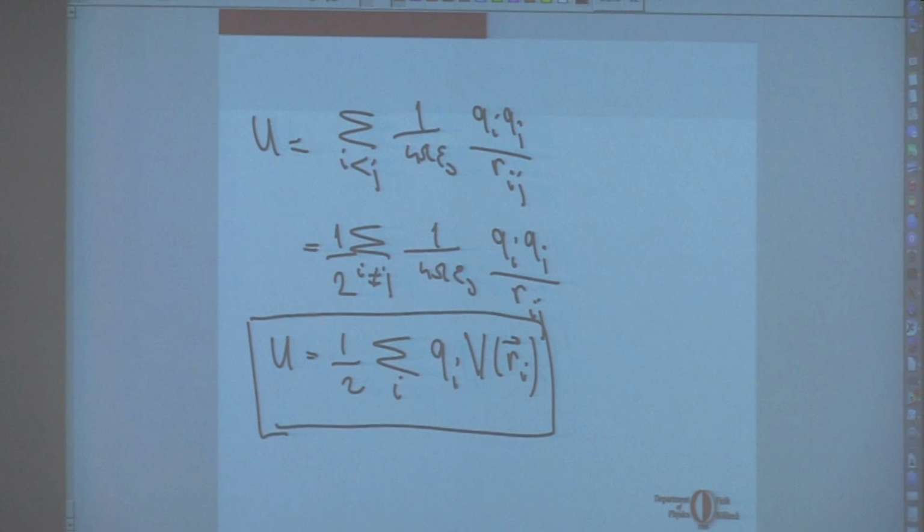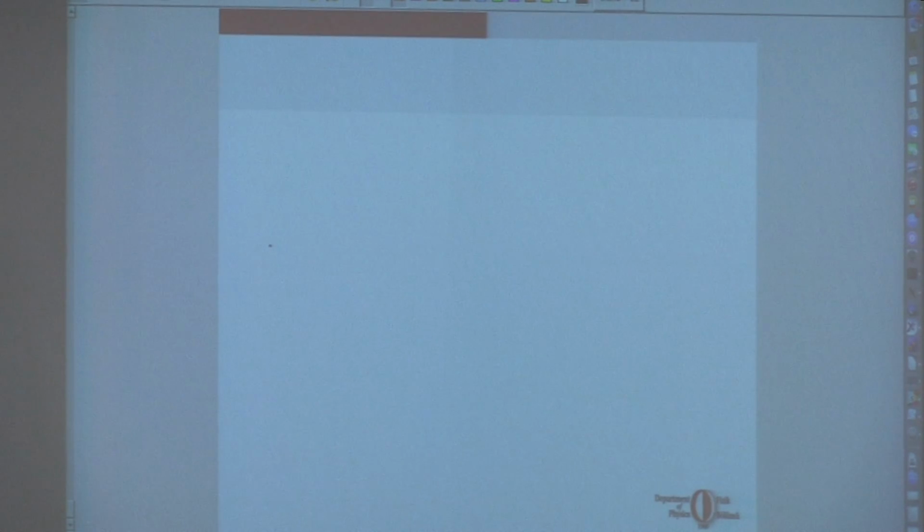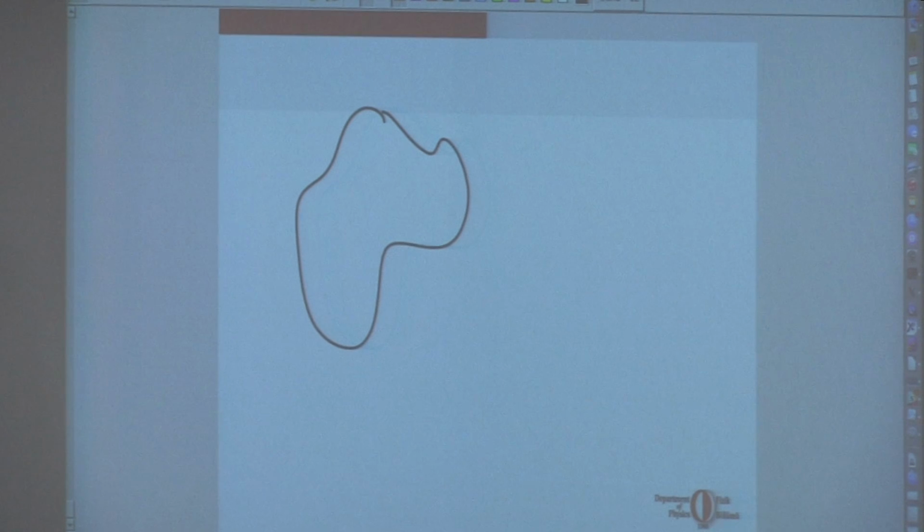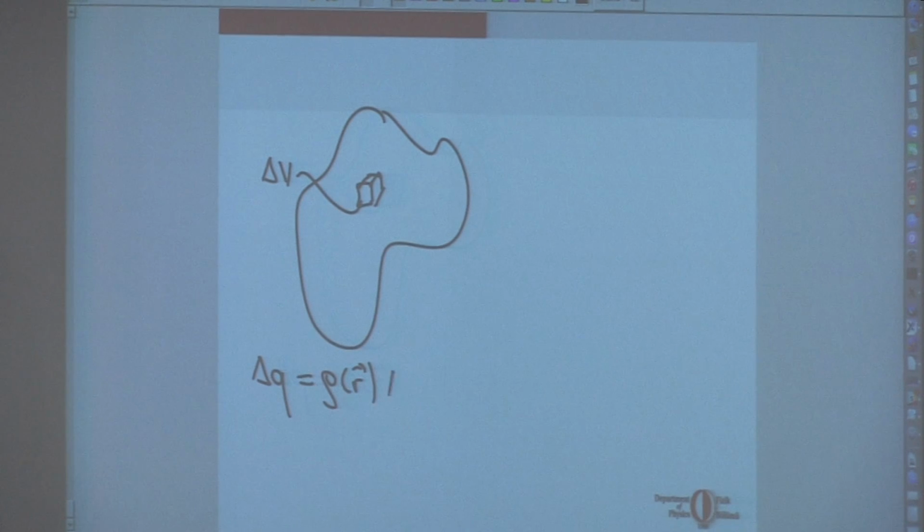Well, that is why I converted it into this expression, by the way. It is easy to write this V as an integral. So let us do that. Suppose we have not these point charges, but a region of space with charge, and the charge is somewhat distributed. If you take some volume inside this charge distribution, let's say delta V, the amount of charge in that volume, let's call it delta Q, will be some function of the position times delta V. This is what we call the charge density.